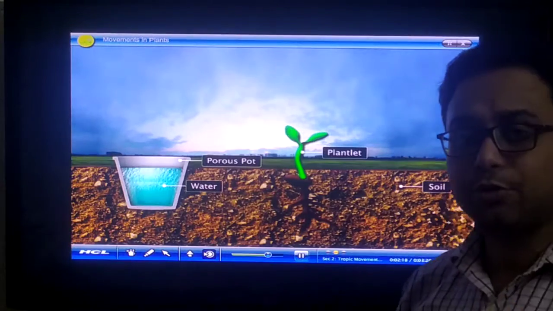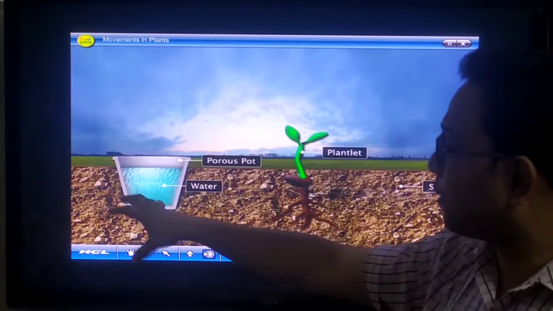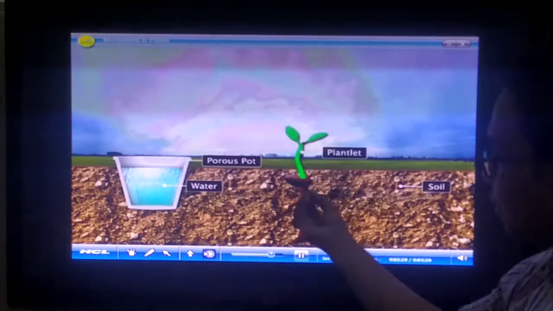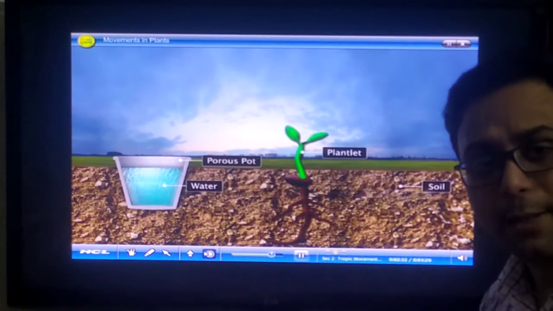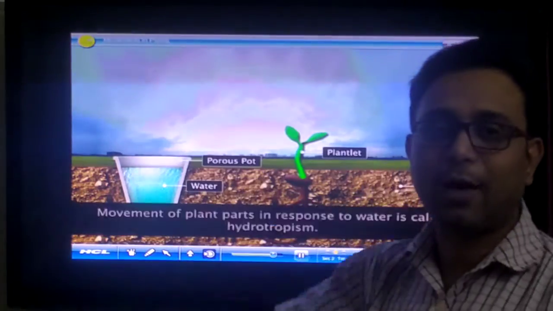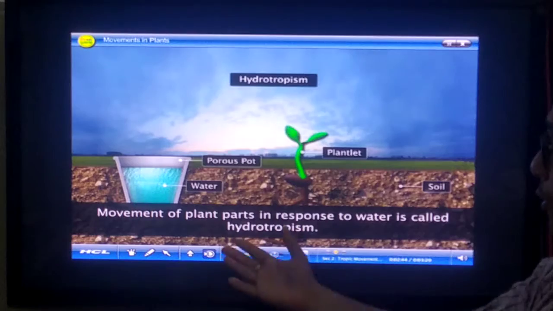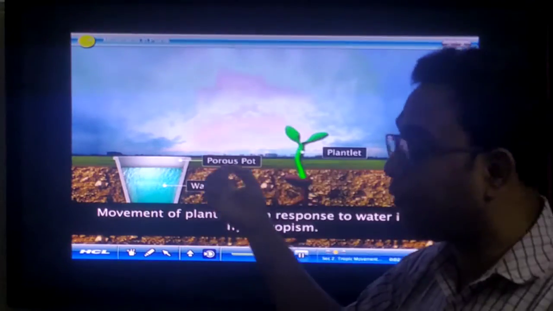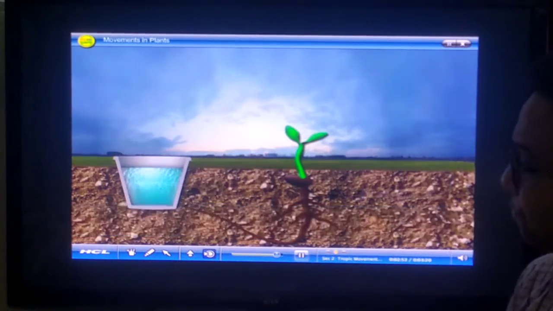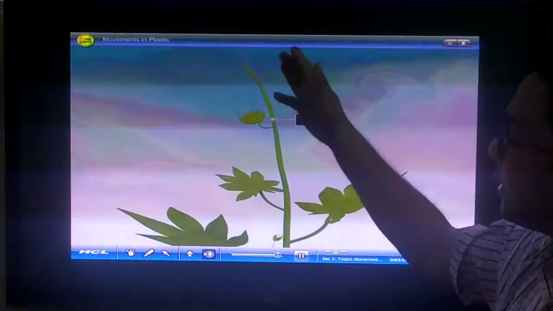Now we discuss hydrotropism, that means water. Here, you put a plant with a porous pot with water. At first you observe that the root goes inside the soil, but 1 or 2 days after, the roots bend towards the water. Very interesting. But how is it happening? It is hydrotropism, because it is the movement of a plant part in response to water. Very easy.